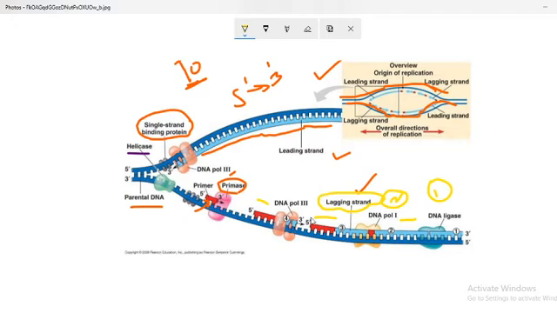This strand is discontinuously synthesized, and DNA polymerase 1 fills up all the nucleotides in between them, and the final touch-up is given by the DNA ligase enzyme. This discontinuously synthesized fragment is also called an Okazaki fragment, because it is discontinuously synthesized and was first discovered by the scientist Okazaki.